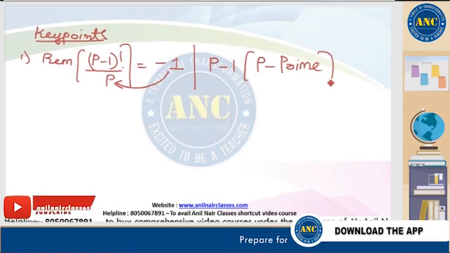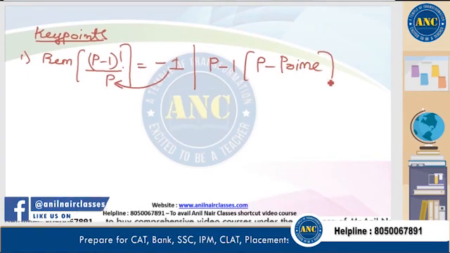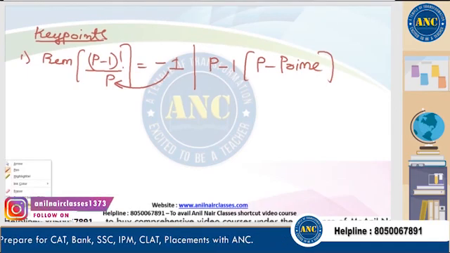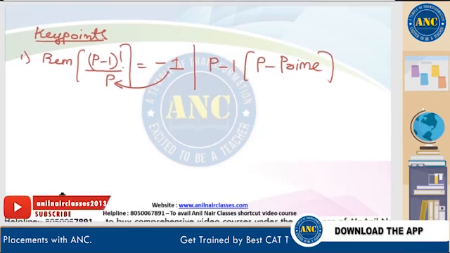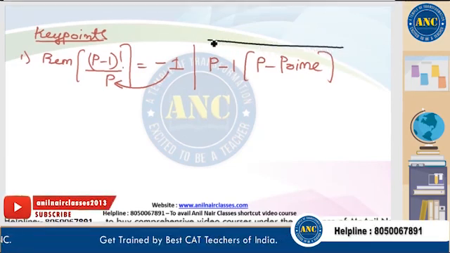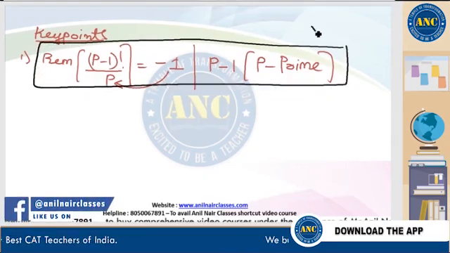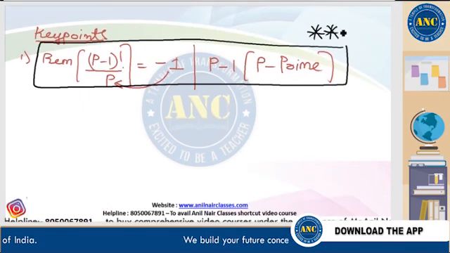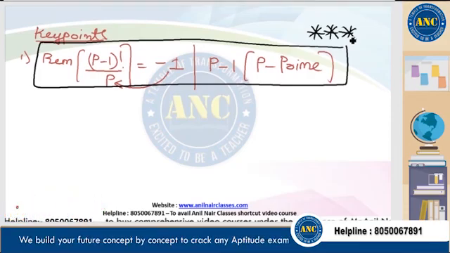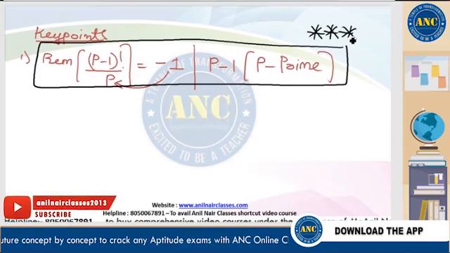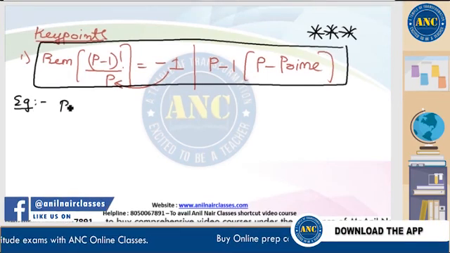Remainder when P minus 1 factorial is divided by P: we got minus 1. If you get a negative remainder, add the denominator to get the positive remainder. So the answer is nothing but P minus 1 if P is a prime number. No need to do all that; directly you will get the answer.